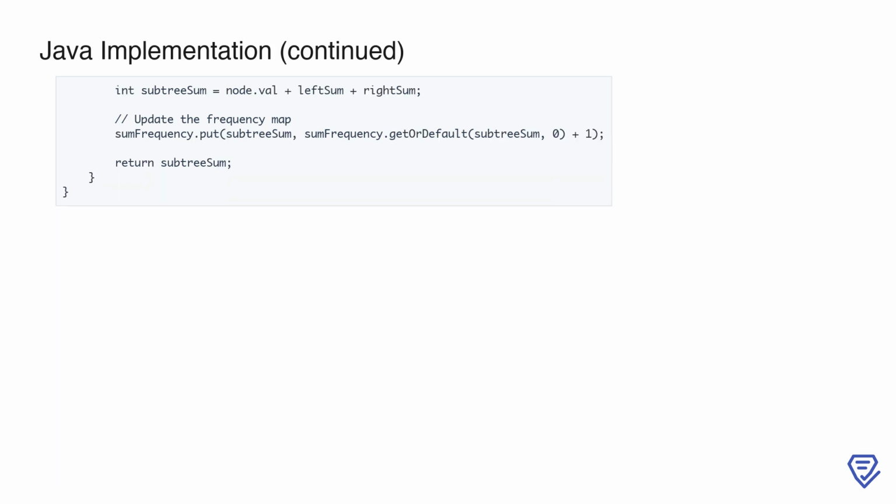The calculate subtree sums method is a recursive function that computes the sum of all nodes in a subtree rooted at the given node. If the current node is null, we return 0, as there is no contribution to the sum. Otherwise, we recursively calculate the subtree sums for the left and right children of the node. Once we have these sums, we compute the total subtree sum for the current node by adding its value to the left and right sums. After calculating the subtree sum, we update the sum frequency map by incrementing the frequency of this sum. Finally, we return the subtree sum so that it can be used in the calculation of higher-level nodes.